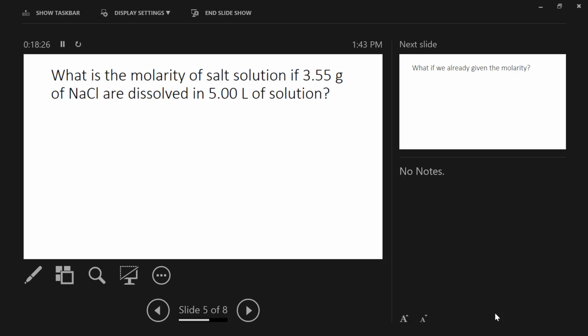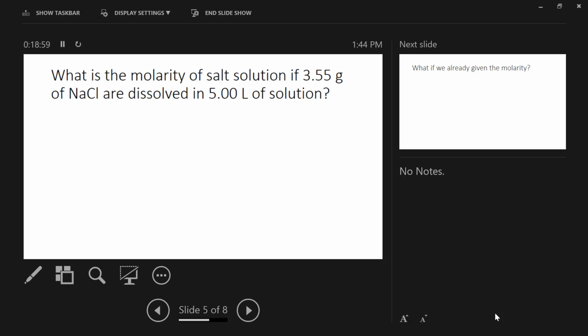So now we can calculate molarity. Molarity is equal to what? What goes on top of the fraction? Moles of the solute. And we figured that out. How many moles of solute do we have? 0.06. Good. Thank you, Charles. 0.06 moles of salt. Do we know the volume of our solution? We sure do. It was given to us in the problem. 5.00 liters of solution.